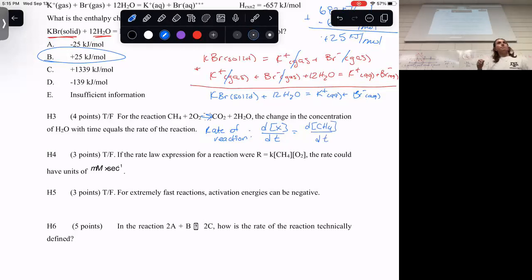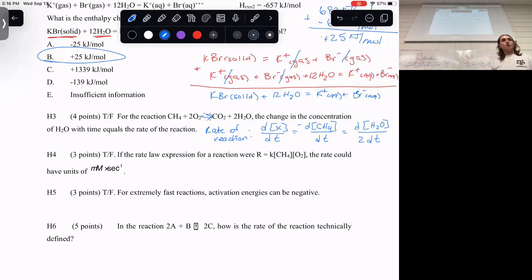What do we have to do to that CH4? Make it negative because it's a reactant. All of our reactants will always be negative. So what does that mean for H2O? Would H2O be positive or negative? It would be positive. So it's just going to be d concentration of H2O over 2 dt. Right, there's a 2 in front of that H2O, so we need to use its reciprocal, which is 1/2, and multiply our whole rate of reaction by that coefficient.